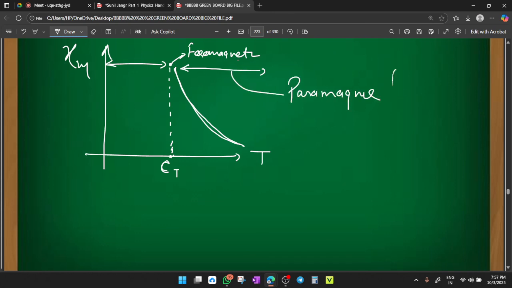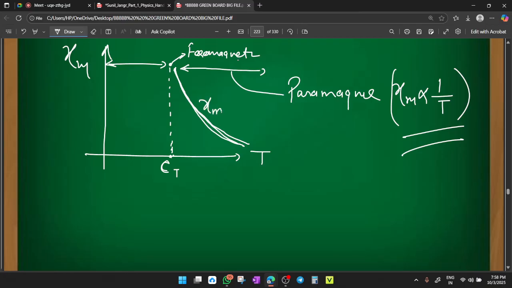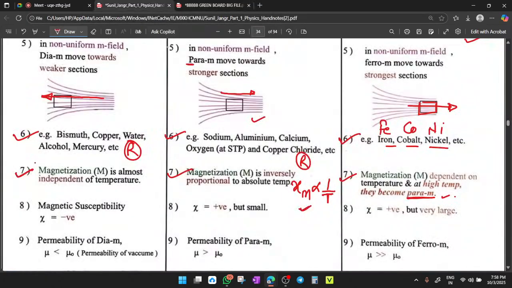And in paramagnetic, what is the relationship? Chi m, the magnetic susceptibility, is inversely proportional to the temperature. So that's why the value of chi m varies inversely proportional to the temperature. But remember, after the Curie temperature, the ferromagnetic material behaves as a paramagnetic material.